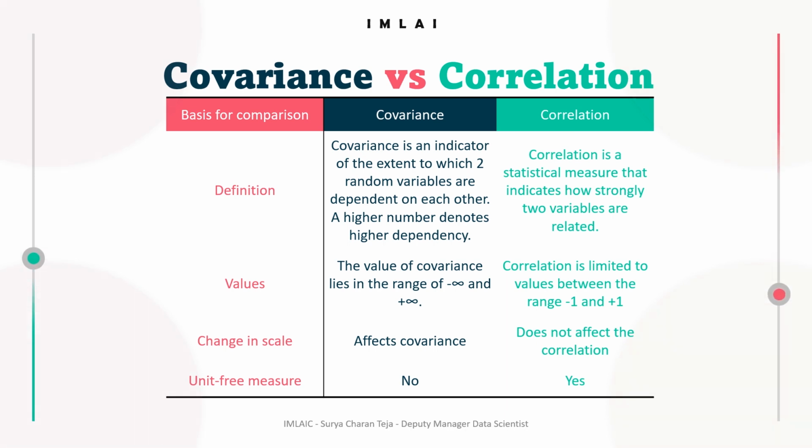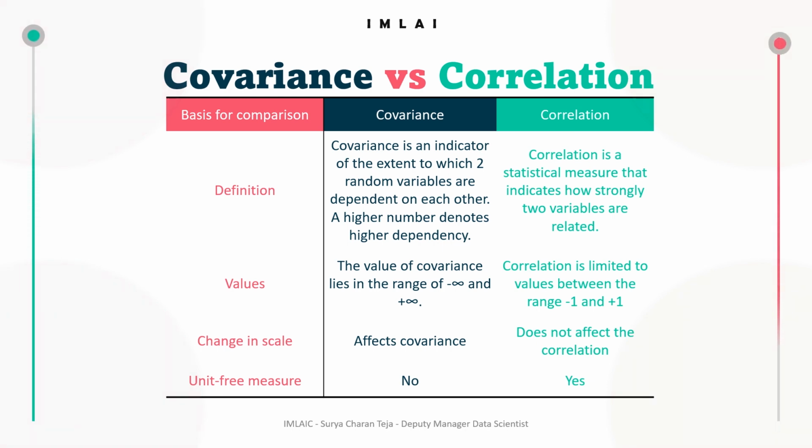Next, what values do we use to understand and measure correlation and covariance? That's the comparison on the basis of values. Correlation is limited to values between the range -1 and +1. So -1 is highly negatively correlated, 0 is no correlation, and +1 is highly positively correlated.